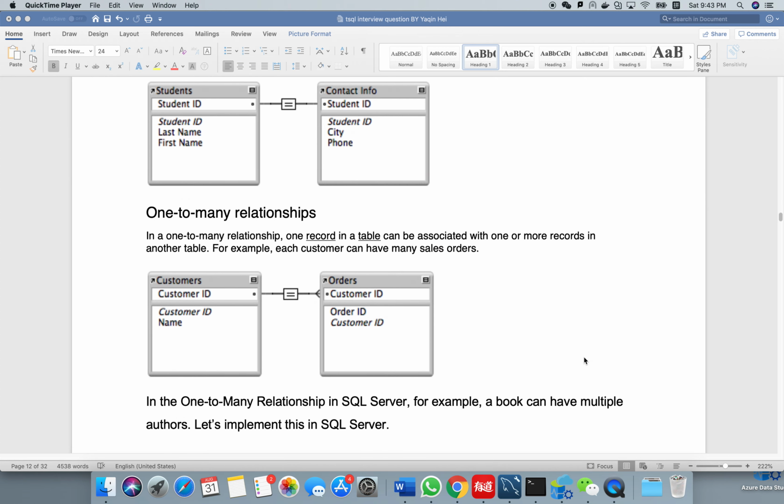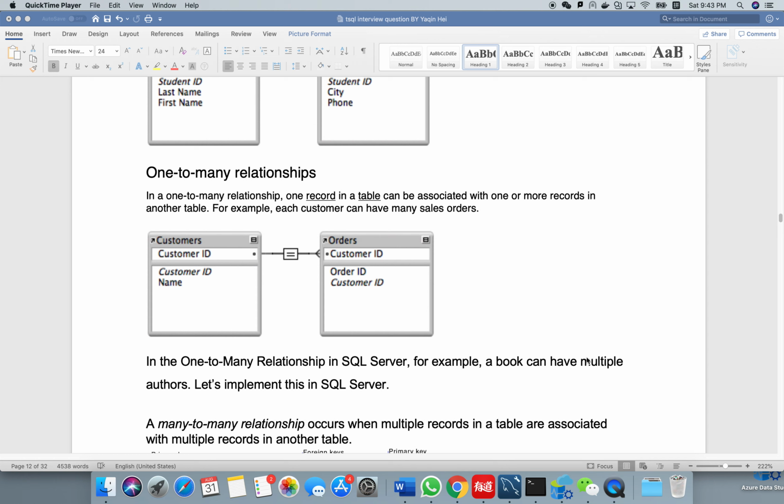For a one-to-many relationship, it means that for the two tables, one row can have more than one row matched in the other table. For the customers table and the orders table, every customer in the customers table might have more than one order. So this is the one-to-many relationship.